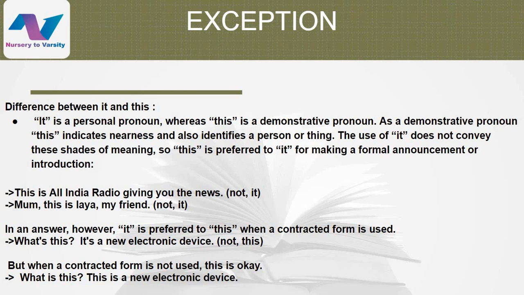But as a demonstrative pronoun, this indicates nearness and also identifies a person or thing. The use of it does not convey these shades because it is a personal pronoun. And that is the reason this is preferred over it for making a formal announcement. Like, this is All India Radio giving you the news. Here, it should be it, because as per the general notion, this is the subject we are replacing. So we should use it as a personal pronoun here. But no, we are using this, because this is an exception: we use this in formal announcements.